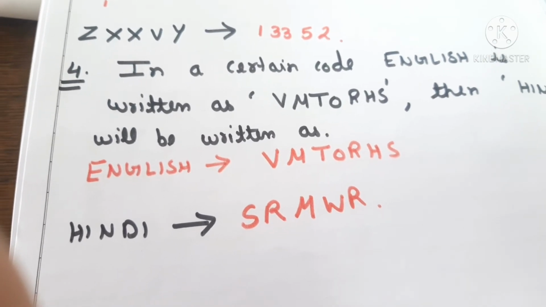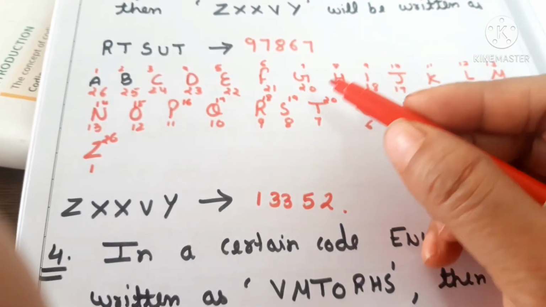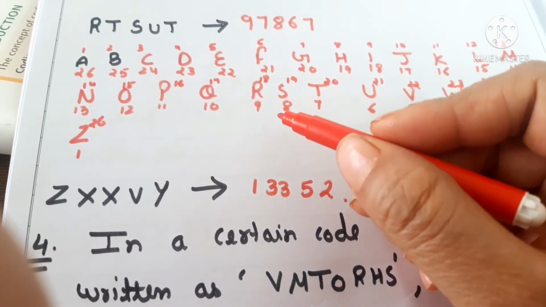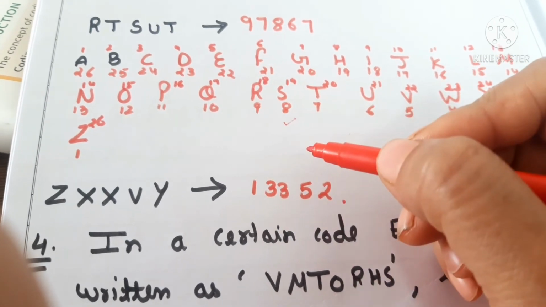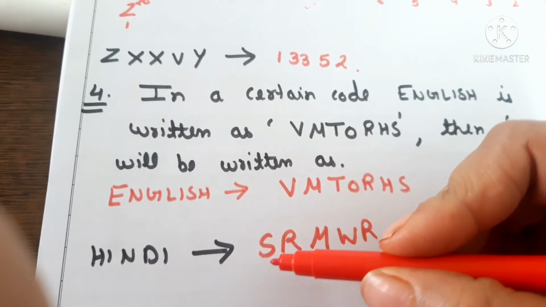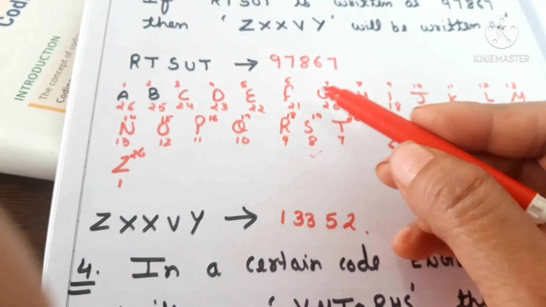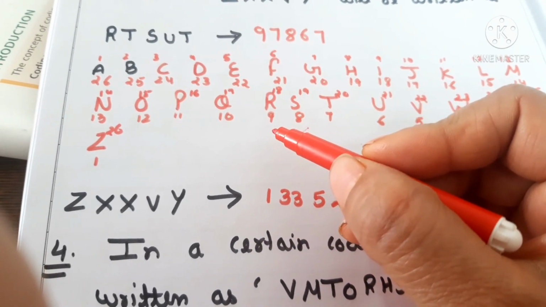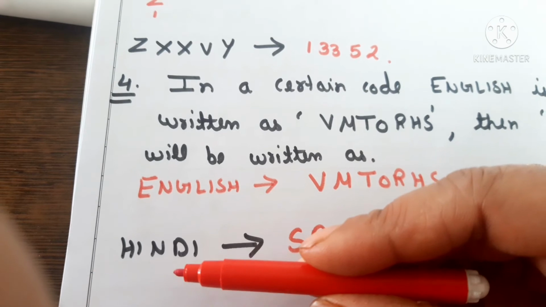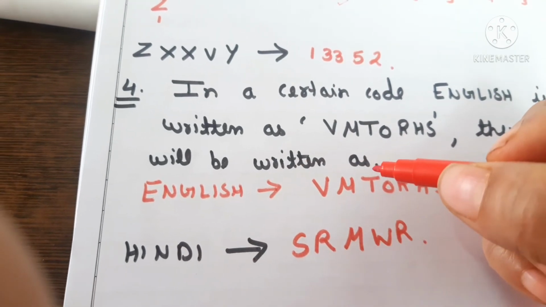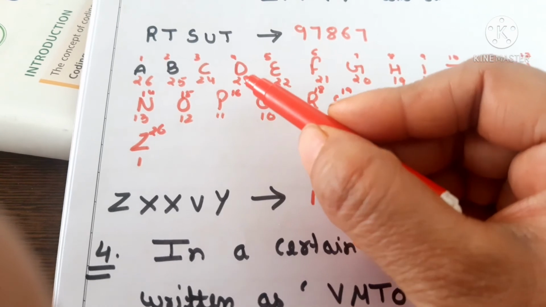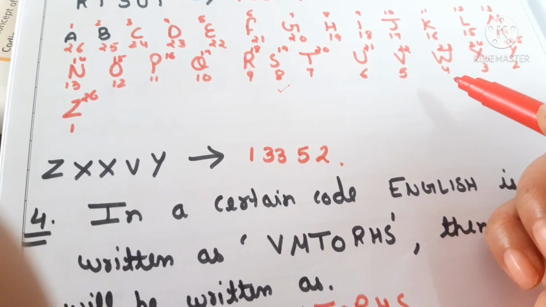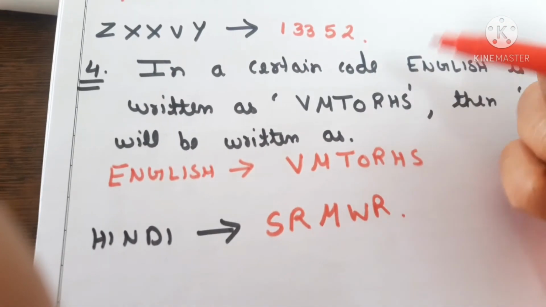Now let's see how to decode Hindi. From the front end, H is at which position? 8th. And from the back end, S is at the 8th position. So they had coded H as S. Now check for I. I is at the 9th position, and from the back end R is at the 9th position. Same for N: N is coded as M, we had discussed. Now D is at the 4th position from the front end, and from the back end which alphabet is at the 4th position? Yes, it is W. Clear? So this is the code language.